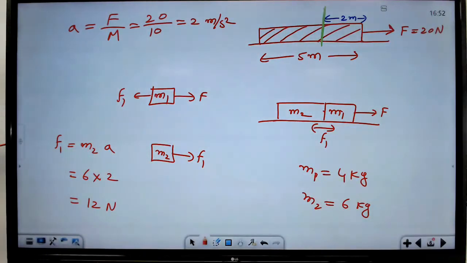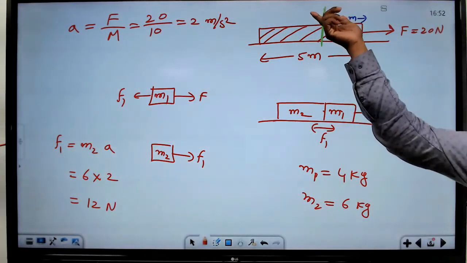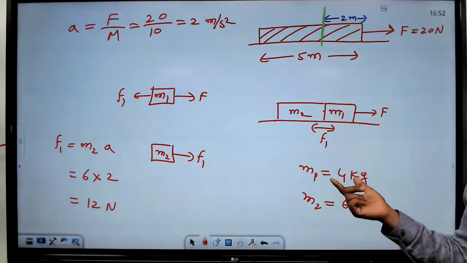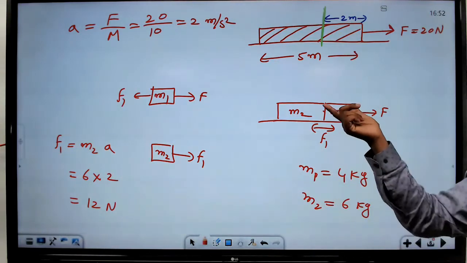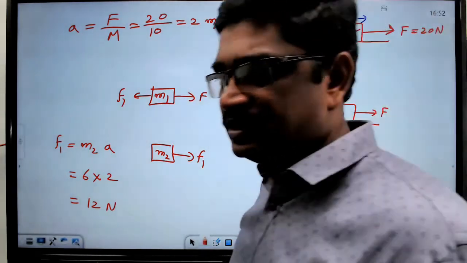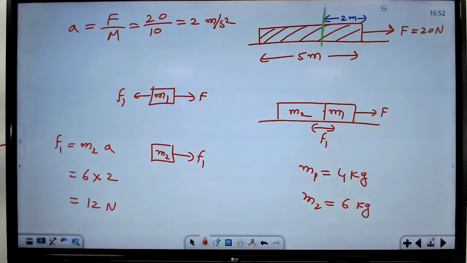So what is the basic process? First we need to split this one into 2 different parts. After that we need to identify mass of each and every object. Now write down the equation by using Newton's second law. Draw free body diagram and write down Newton's second law equation. Completed. Next topic, connected bodies.